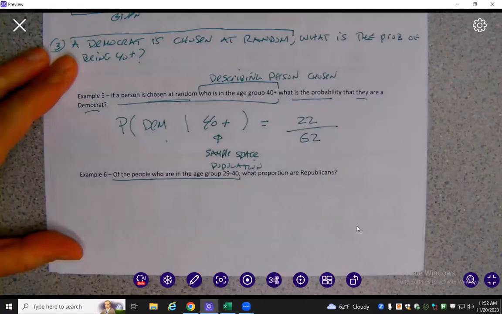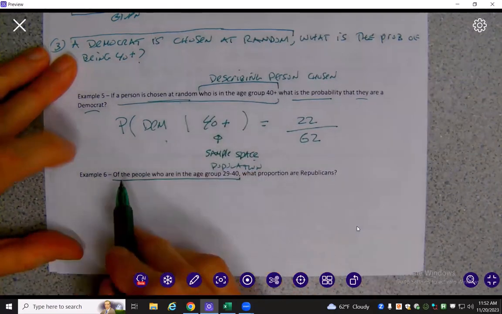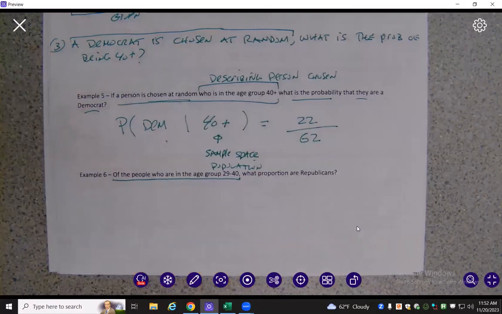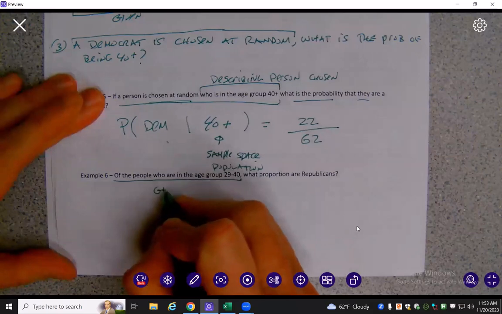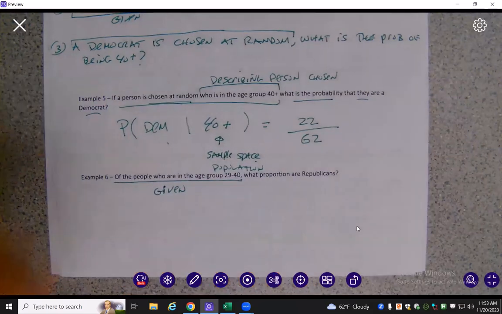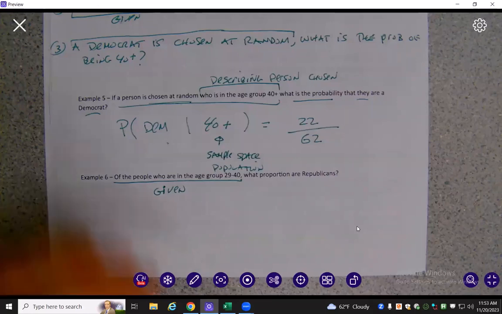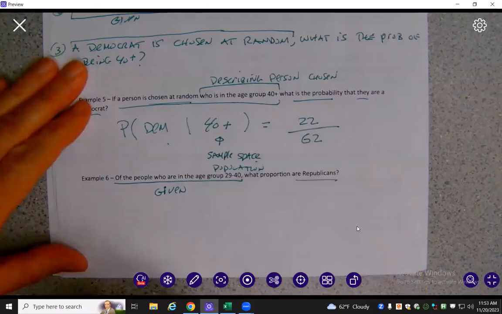So we got here, of the people who are 29 to 40, notice of meaning we're only talking about this group of people. So notice, of the people, of meaning, hey, we're only talking about this group. And then here comes what's true about these people who are the age group 29 to 40. So this is a given. Right? This is a given because that's all we're talking about. This question is not about anybody else. Of the people who are in the age group 29 to 40, what proportion are Republicans?